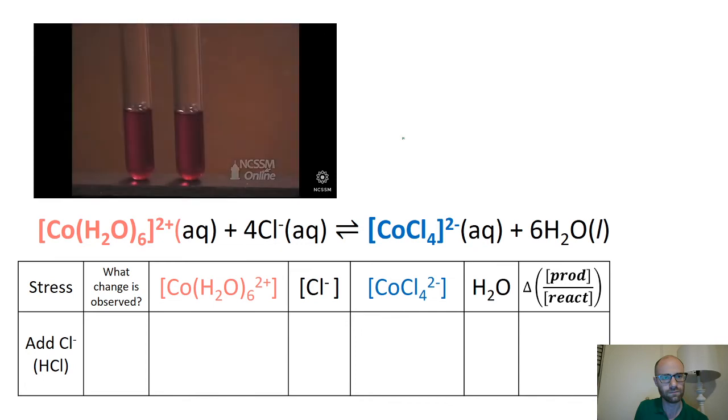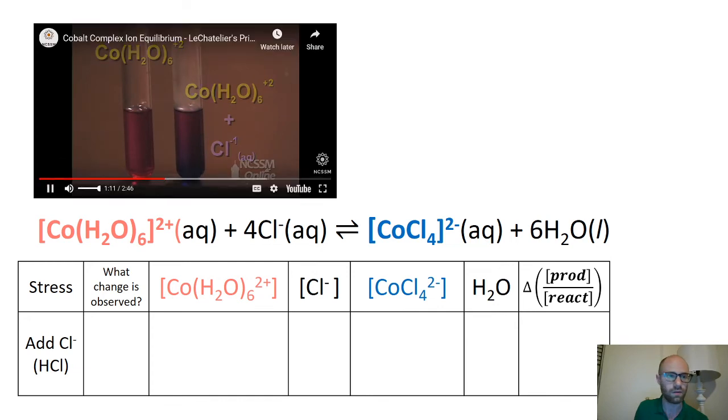We'll start with two test tubes with the cobalt water complex ion. We add 12 molar hydrochloric acid to one of the two. 12 molar. We notice that the solution turns blue. This indicates that the equilibrium has shifted in the reverse.